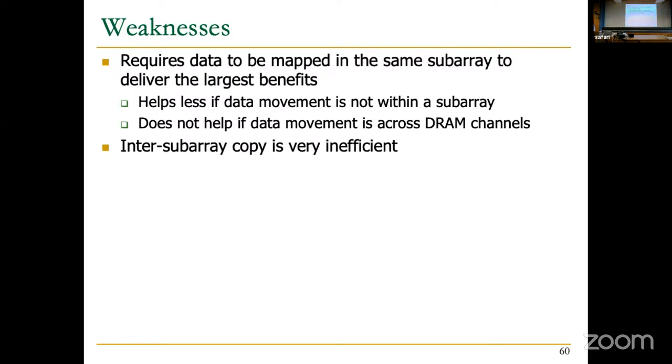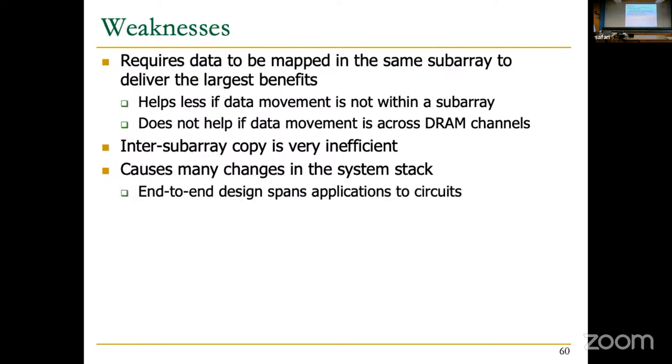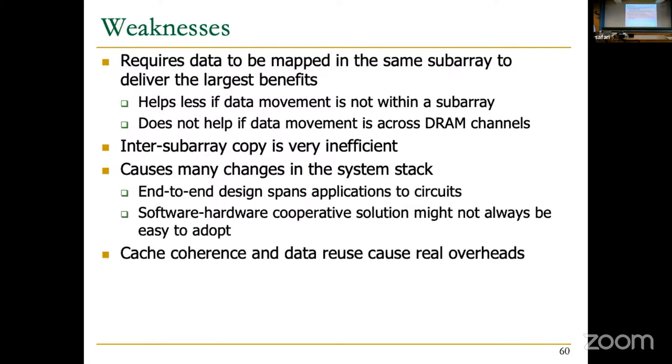The inter-subarray approach is very inefficient, as I showed. At some point the CPU actually performs better than the inter-subarray approach, the one that moves data across different subarrays inside the same bank. That was the worst. It causes a lot of changes in the system stack, as was asked here. The application now needs to figure out how to map the data, and you need an end-to-end design. Coherence, again, is a problem.